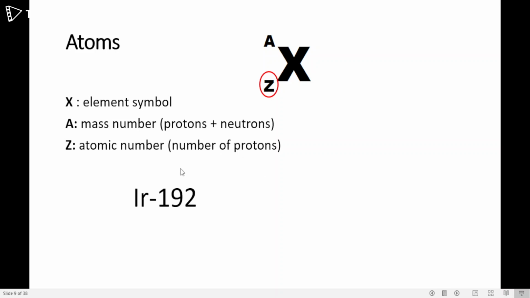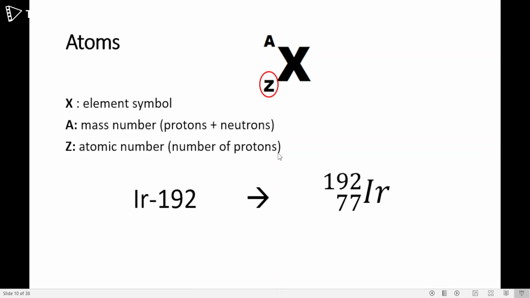So let's take a look at this example. We have iridium-192 that we use in radiation therapy. In this kind of notation, we only show the mass number. 192 refers to the mass number of iridium. So if we want to represent the atomic number as well, we need to write it this way. 77 is the atomic number.